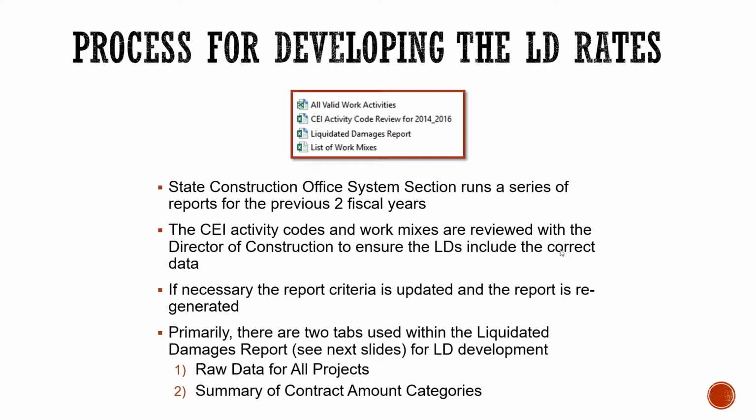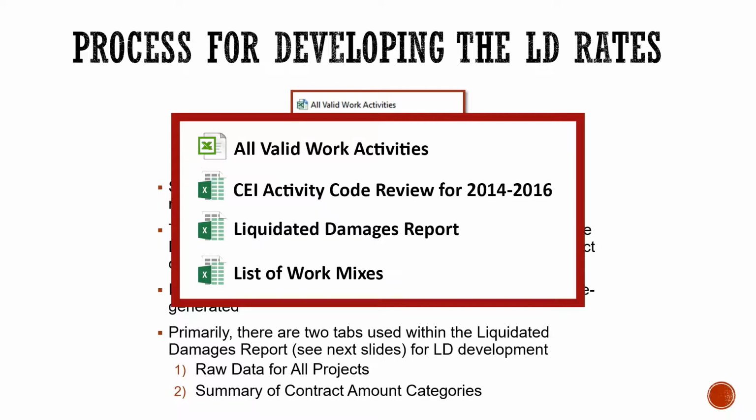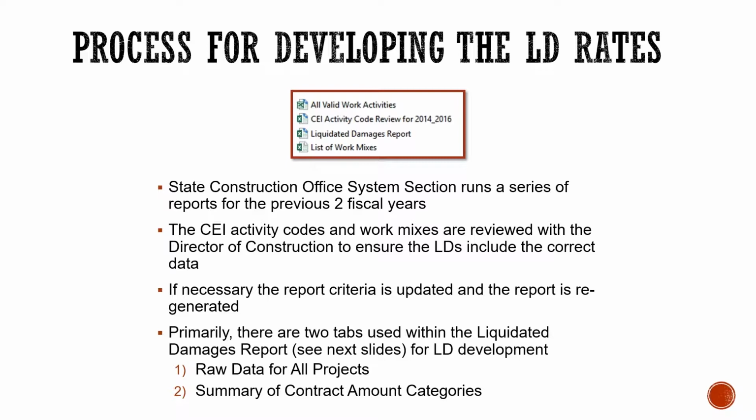So how does the department determine our liquidated damages? Every 2 years, Mike runs these set of 4 reports that you see in the middle of your screen. We review the CEI activity code and the list of work mixes against all valid work activities with Dave to make sure that the report that Mike has prepared is running the correct information. If it is, we're good to go to make the evaluation. If not, we give Mike the updated information and get the report to be accurate.